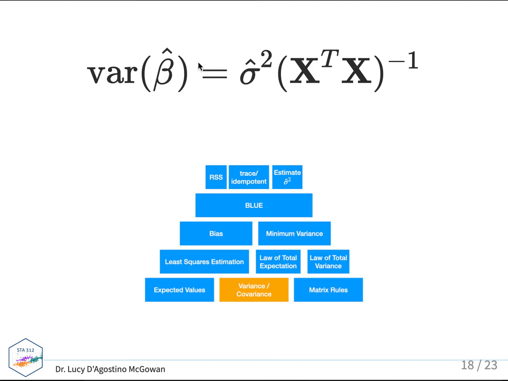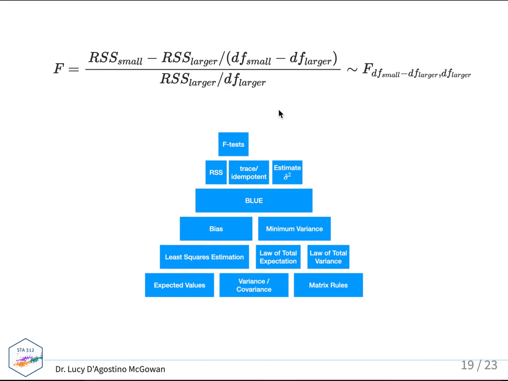Because that variance of beta hat is equal to sigma hat squared times x transpose x inverse. We already knew how to do this part, but we needed to have a way to get this sigma hat squared if it wasn't given to us.